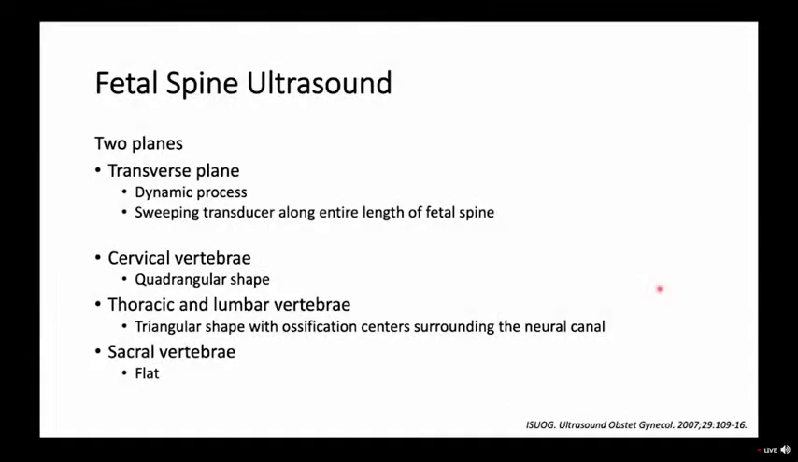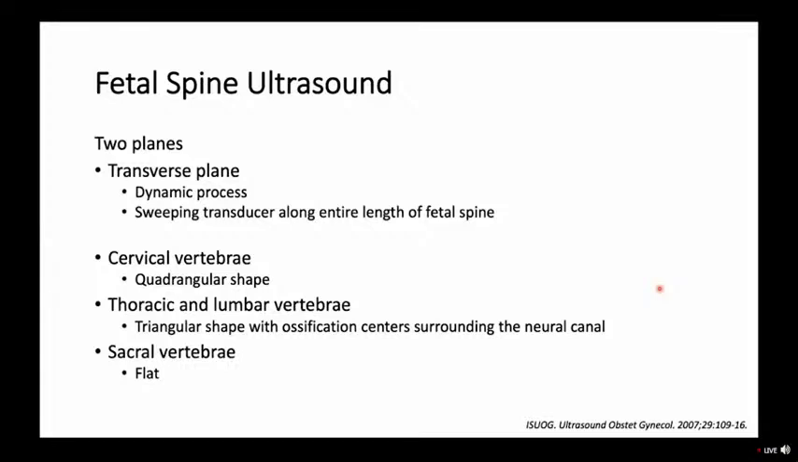The head is attached to our spine, so head and spine tend to go together. When we're done looking at the head, we should move on to the fetal spine. In general, this is done in kind of two planes, a transverse plane and then a sagittal plane. I also think that a coronal plane is not a bad way to look at the spine as well. Transverse, you're running up and down from the cervical to the thoracic to the lumbar to the sacral vertebrae.